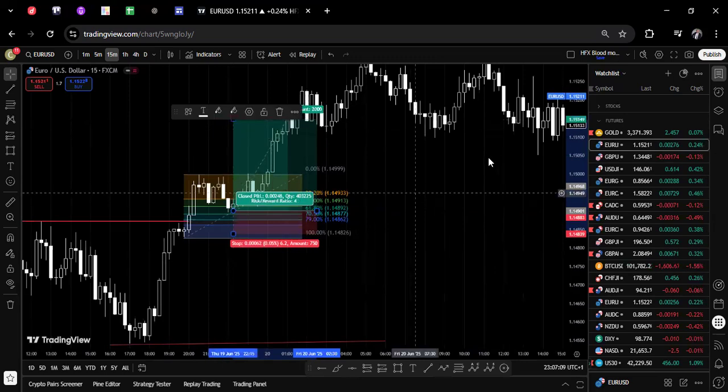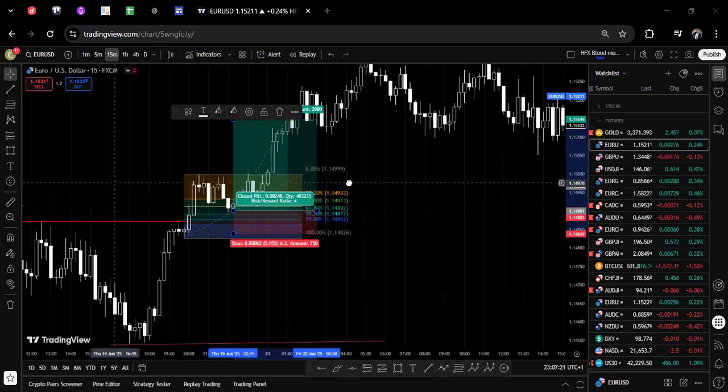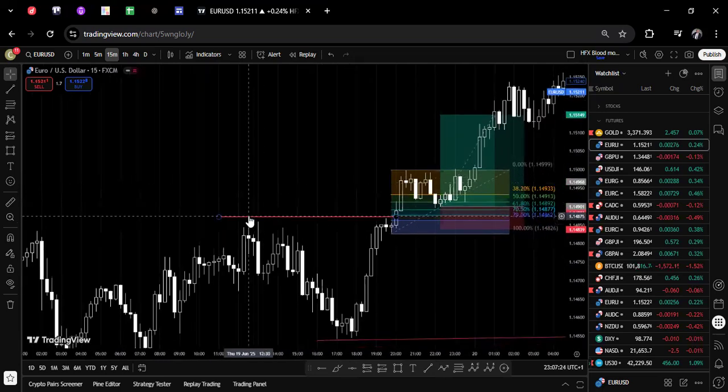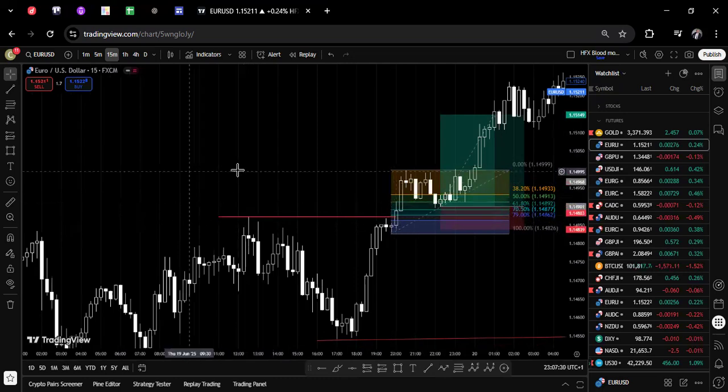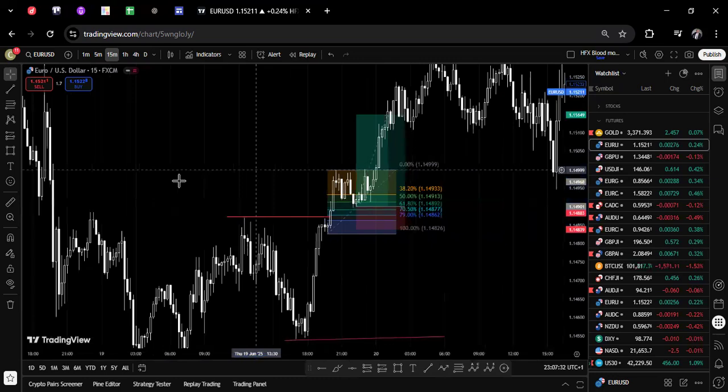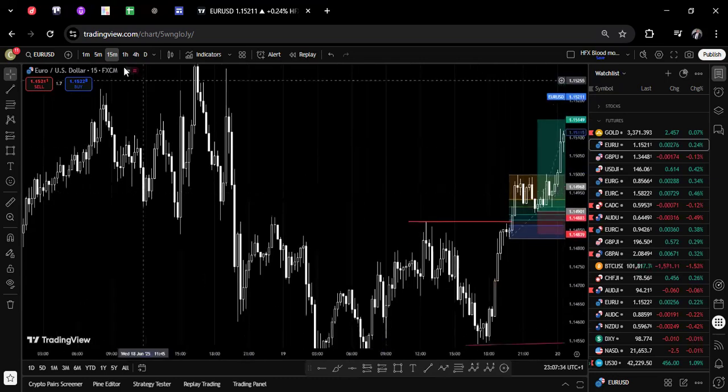Let me see your question. Please, what will be your sign that the market will change direction? This is the sign that the market will change direction. The market broke this high. This is a high that the market broke. The market broke it here. That's a sign that it has changed direction. Remember, we are looking at a downtrend earlier.